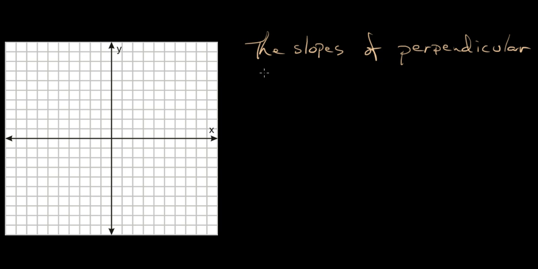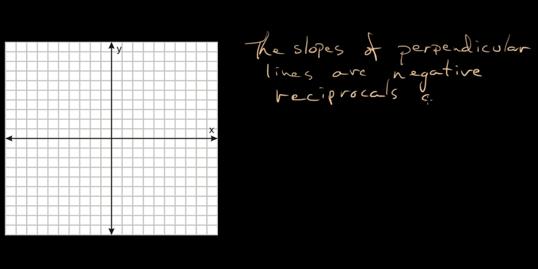Perpendicular lines, the slopes of perpendicular lines are negative reciprocals of one another. Okay, what does that mean? Well, it's really not as bad as it sounds.